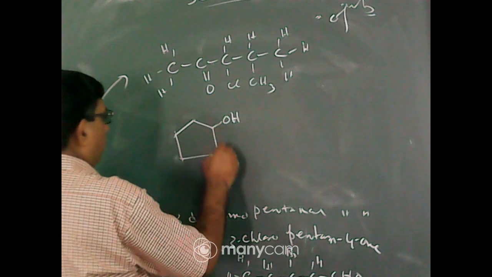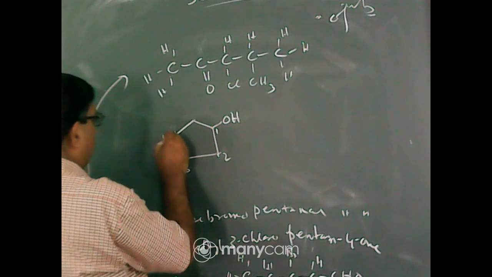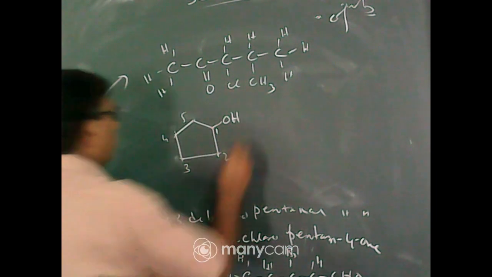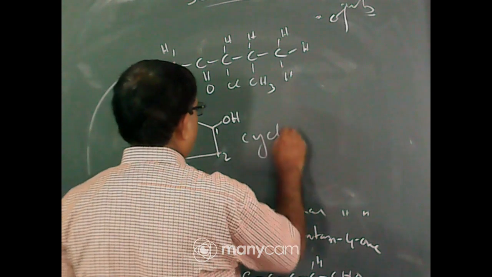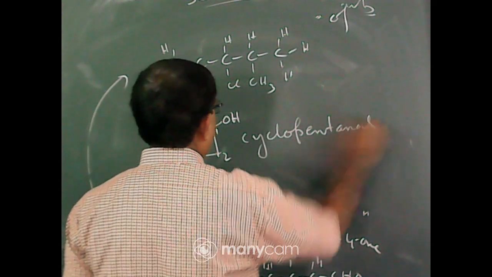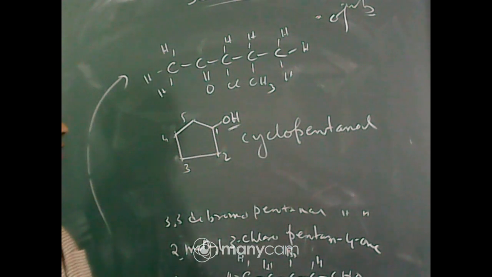How many carbon atoms are present? 1 2 3 4 5. So write there 1 2 3 4 5. 5 means pentane. This is cyclic, so cyclopentanol. Pentanol, at number 1 there is OH. So this compound is called cyclopentanol.